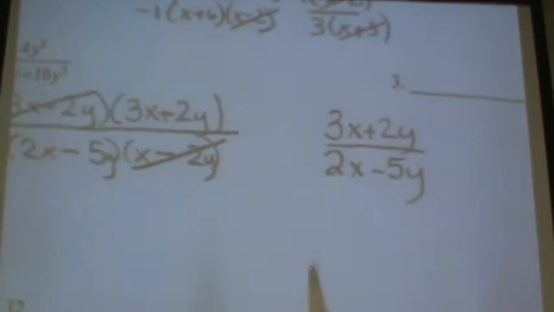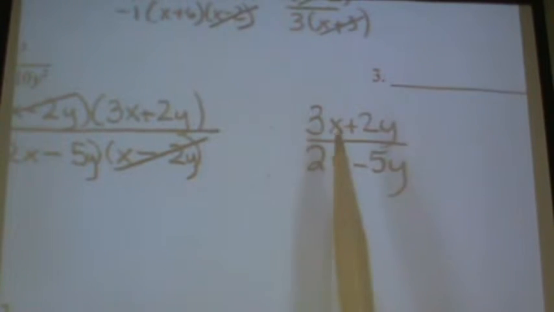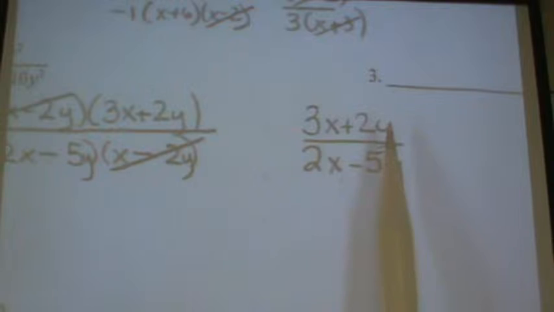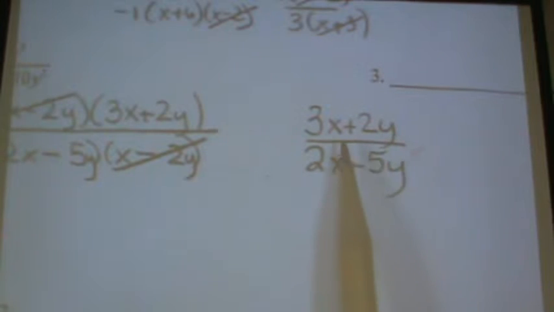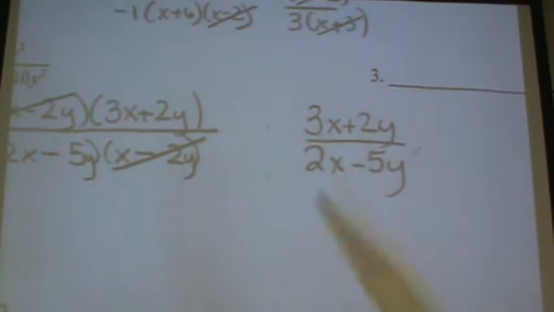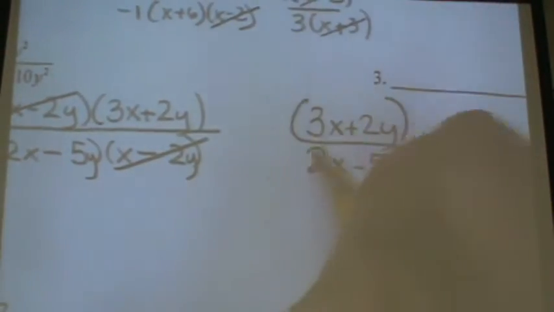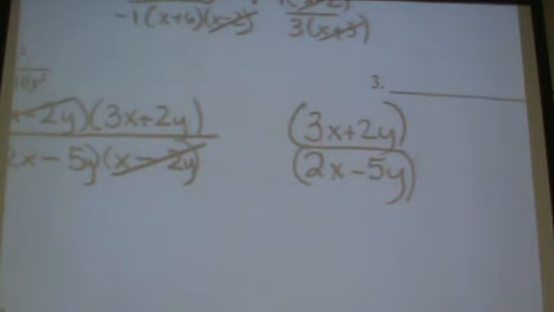Question for you. Can I cancel these x's out? This is what I heard all day yesterday. Can I cancel these x's out? Can I cancel these y's out? The answer is a big no. Why? Because this is attached. This is a whole 3x plus 2y. This is stuck together. So is this. Do not separate them. Okay?